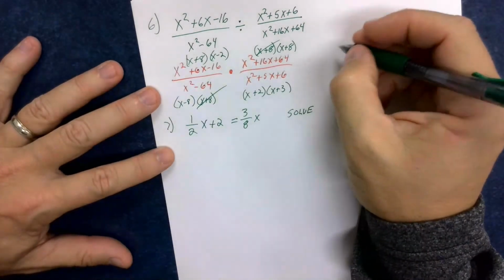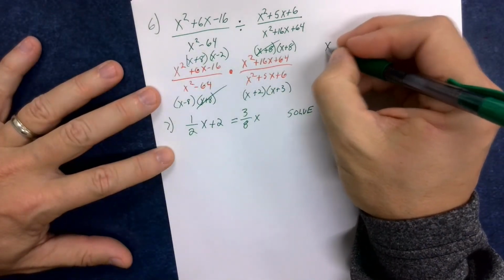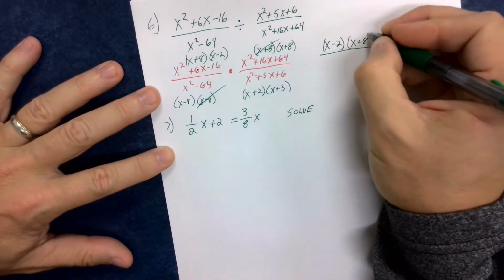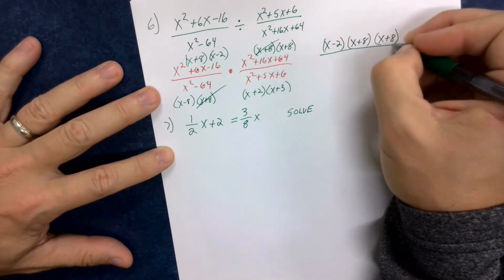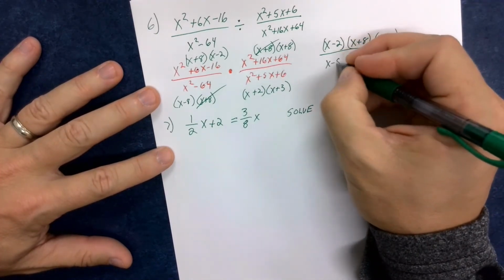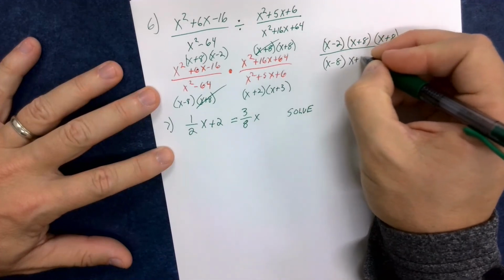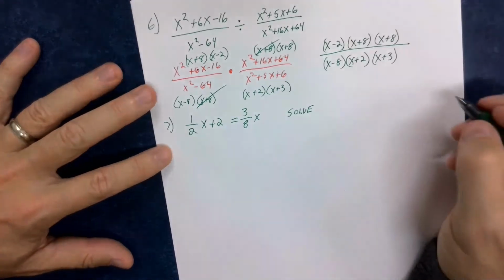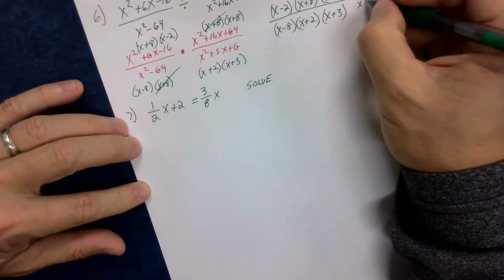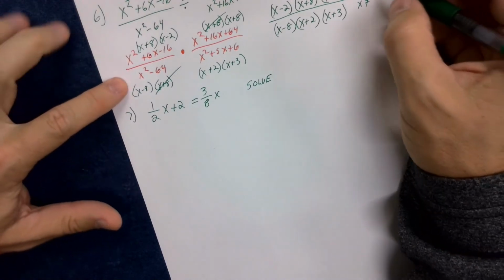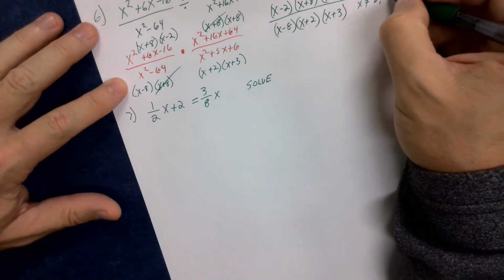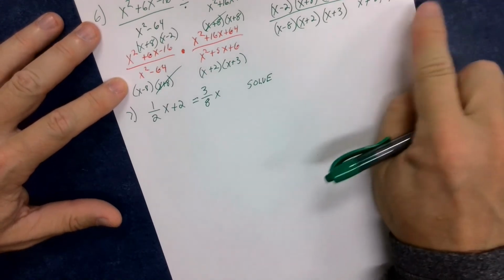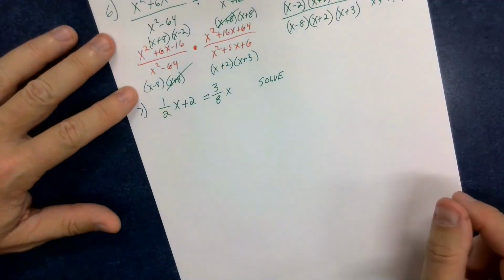I can't cancel out those. So it looks like my final answer is x minus 2, x plus 8, x plus 8 in the numerator. Downstairs, x minus 8 and x plus 2 and x plus 3. So it's a big cubic over a big cubic, where x, of course, can't equal 8, negative 8, negative 2, negative 3. Can't be any of those things from my flipped fraction.